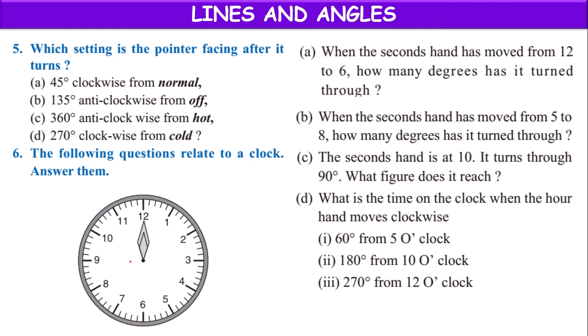It will be at 9, because this part is equal to 90, this part equal to 90, this part equal to 90, 270. Or 270 is three-fourths of 360. So you can directly take 9 because it is starting from 12 o'clock. That's why we can directly take 9.